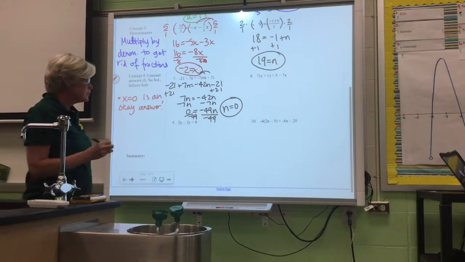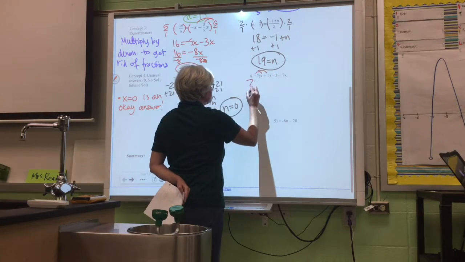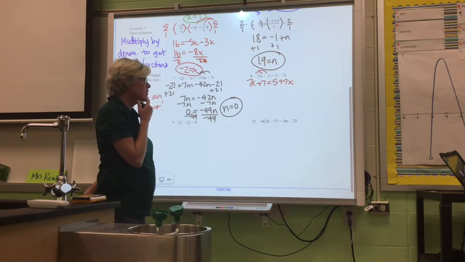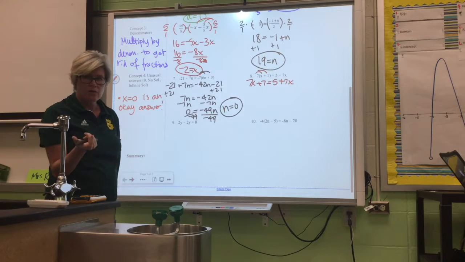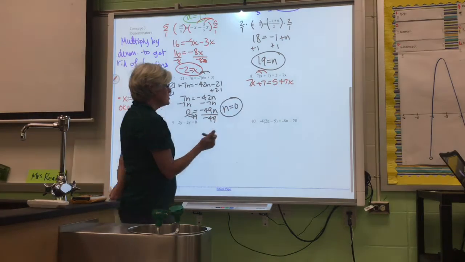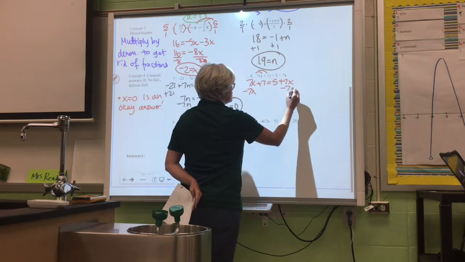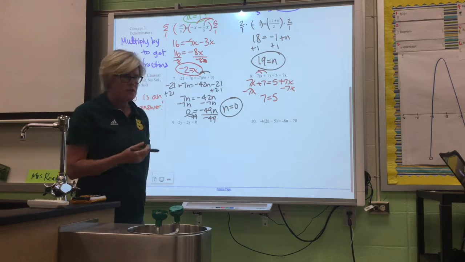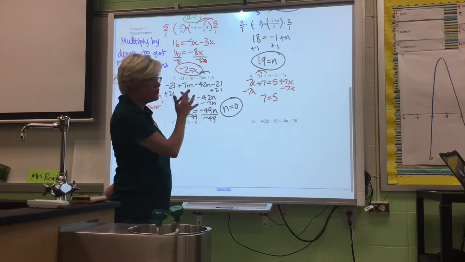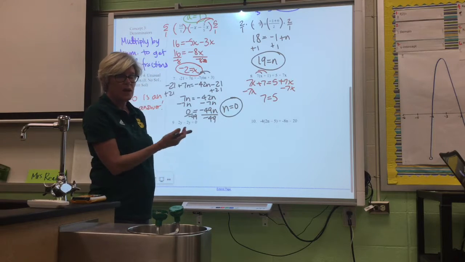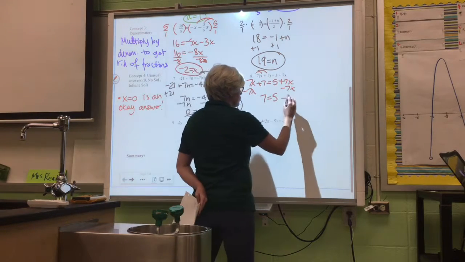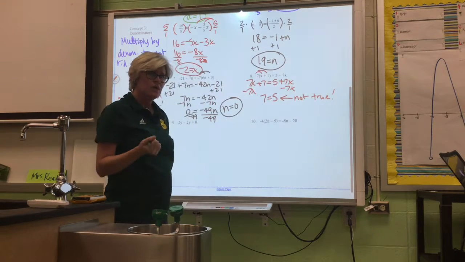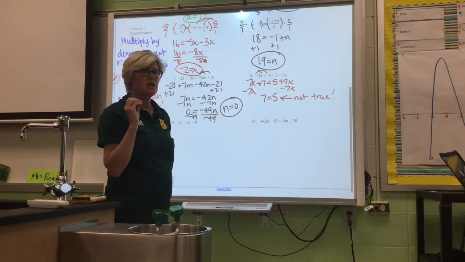Let's take a look at number 8. Number 8, once again, I'm going to distribute. I get 7x plus 7 equals 5 plus 7x. I need to gather my variables on the same side. So I'm going to subtract my 7x. And something strange happened. 7 does not equal 5. However, I did it all mathematically correctly. That is the way to do it. The problem is, this is not true. And so since it's not true, what I write down in the answer blank is I say no solution.